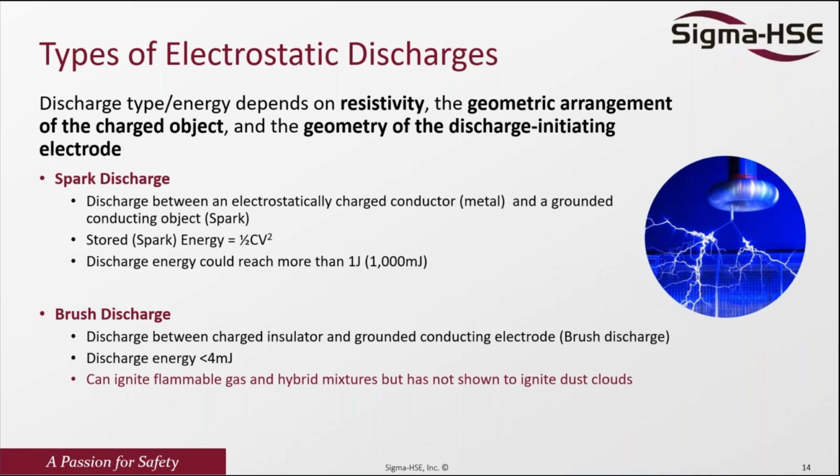We also have brush discharge between insulator and ground, and I think I have already discussed this. And this discharge can generate an energy up to 4 millijoules. And based on research, this can only ignite gases and solvents. And they tried to use this discharge to ignite dust. It couldn't. So if you are handling combustible dust, you should not worry about this kind of brush discharge.